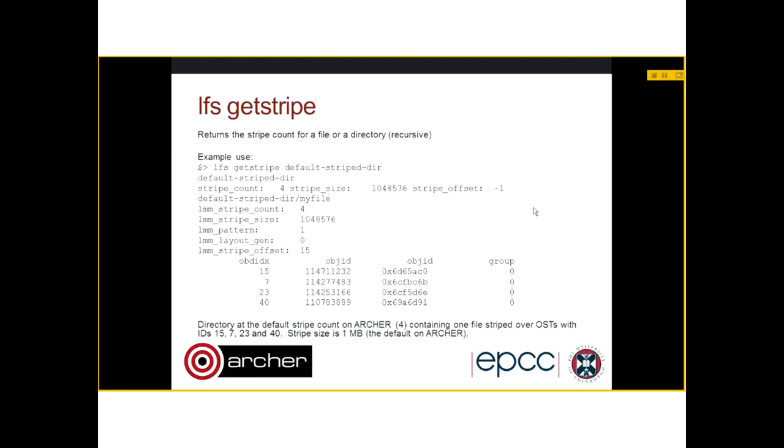OSTs that are used to stripe over. And within this directory, there is one file called myfile, and this has a bit more information about its striping. So again, the stripe count is 4, the stripe size is 1 megabyte, I'm not sure what those other two are, but you can see that the file is striped over 4 OSTs, 15, 7, 23, and 40, and the choices have been made by the Lustre system.